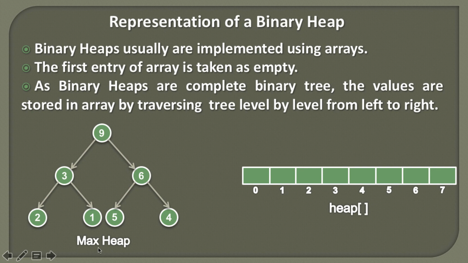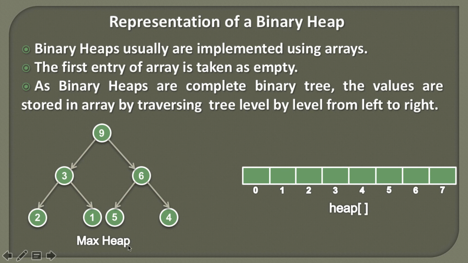Here you can see a max heap in which each node value is greater than or equal to the value of its children. So 9 is greater than 3 and 6, 3 is greater than 2 and 1, 6 is greater than 5 and 4. In order to represent the binary heap, we basically implement it through arrays.